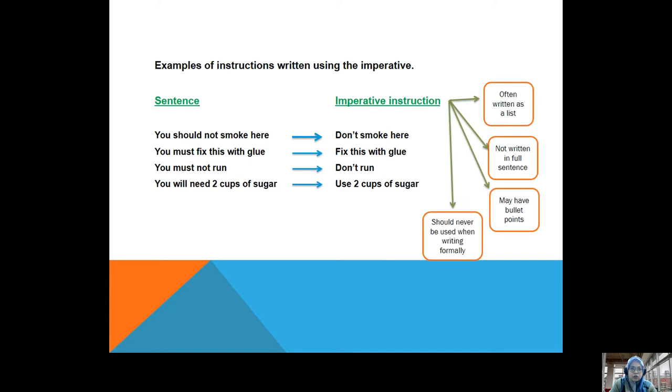Example of instruction written using the imperatives. Okay, rather than just, okay, this is if you want to use the proper sentence by having object, subject and something like that. Okay, when we change it to imperative instructions, it just be like this. You should not smoke here. Should not. Kalau should not ni apa? Don't smoke here. Okay, simple kan?